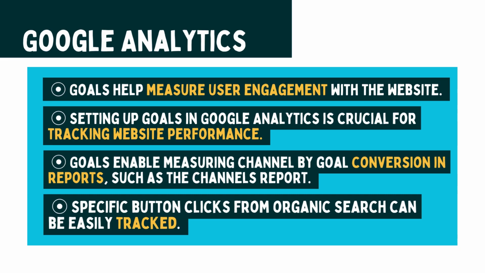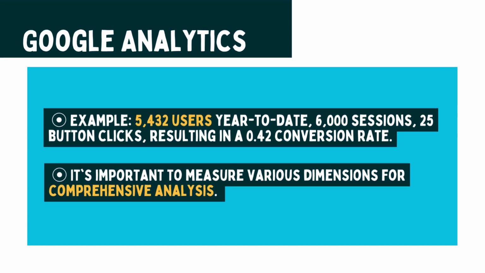It's crucial for businesses to set up goals in Google Analytics to track website performance. By doing so, they can measure channel by goal conversion in reports such as the channels report. For instance, if they want to see how many people from organic search click on a specific button, they can do that easily. In this example, there were 5,432 users year to date and 6,000 sessions, with 25 of them clicking on the button, resulting in a 0.42 conversion rate.